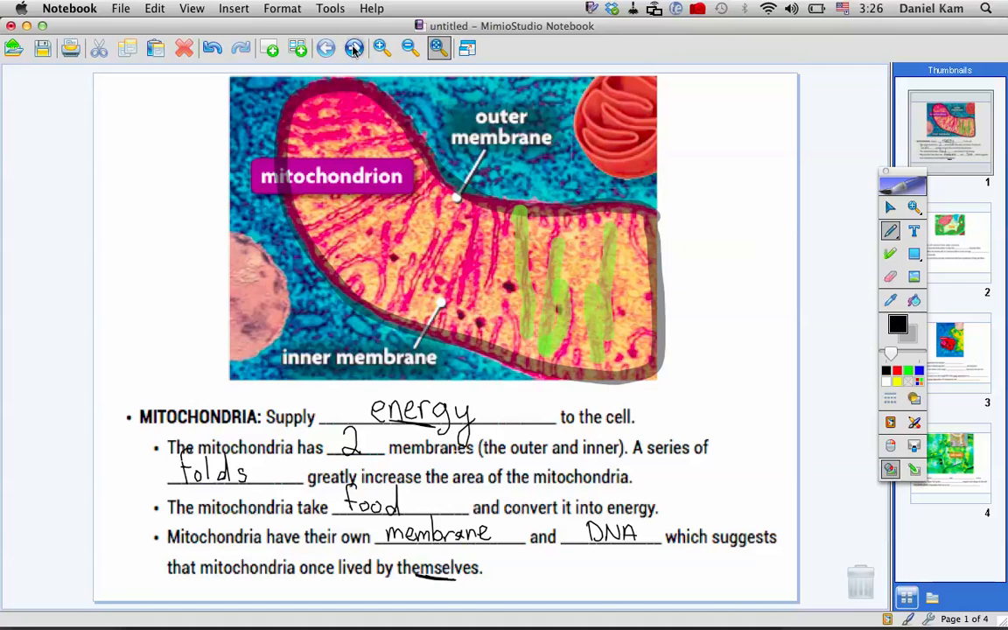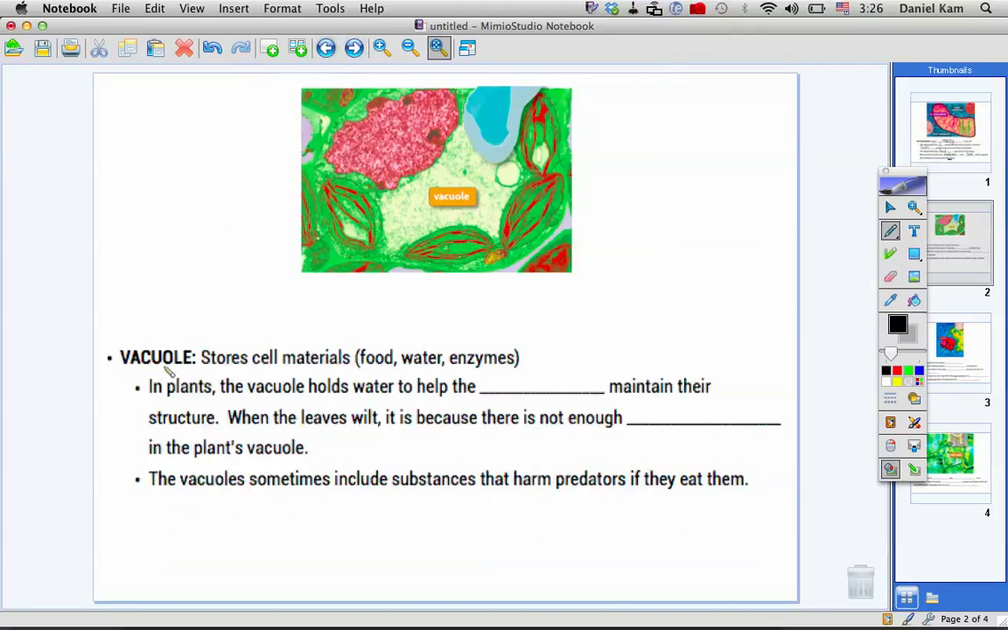Pause the video if I'm going too fast, but the next thing you need to know is the vacuole. The vacuole, it sounds like a vacuum, but it's where it stores cell materials. So if you look here in this area right here, it's the vacuole, and it basically holds things for you. In plants, the vacuole holds water to help the leaves maintain their structure. When the leaves wilt, it's because there is not enough water in the plant's vacuole.